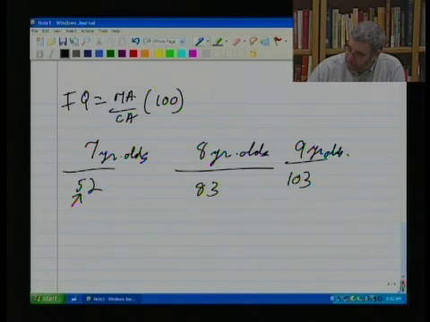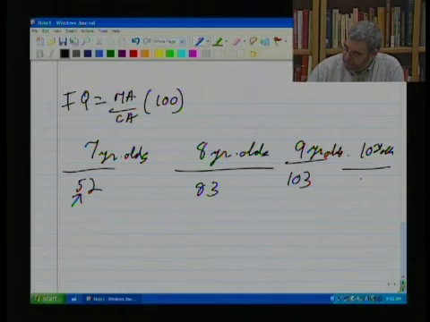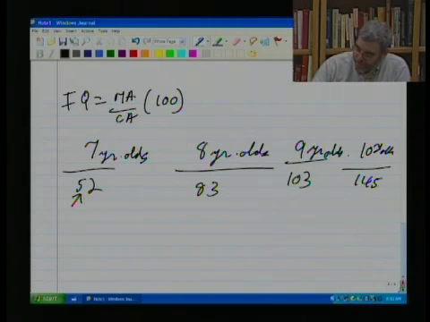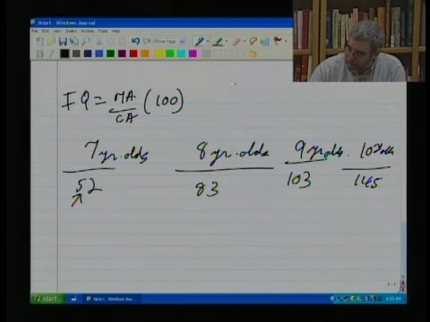9-year-olds got an average of 103 right, and 10-year-olds got an average of 145 right. So let's take a kid. Today's a he day, so let's take a kid.